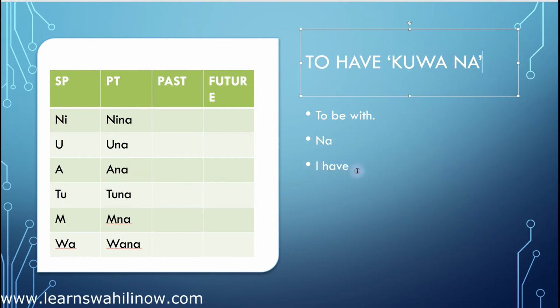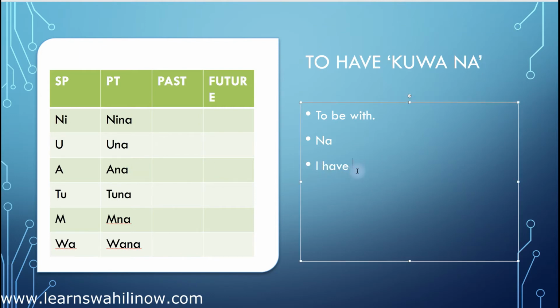So if I want to say something like, I have a pair of shoes, or I just have shoes, you just say Nina viatu. What if you wanted to say he or she has shoes? Do you want to guess? You would say ana viatu.